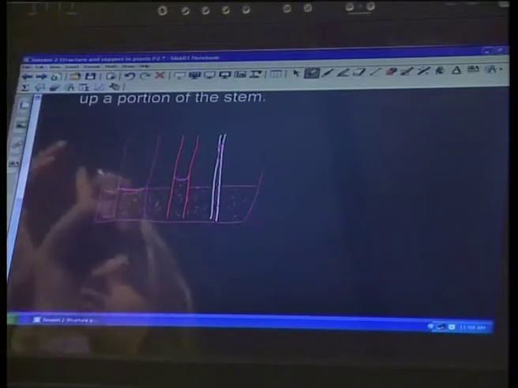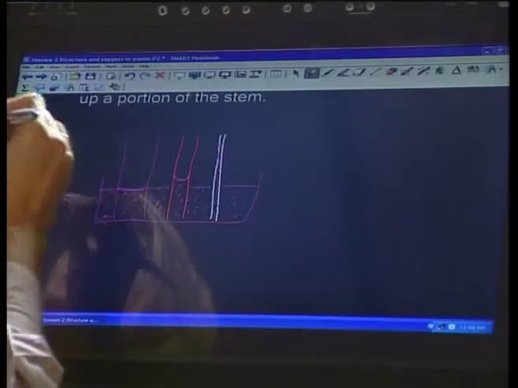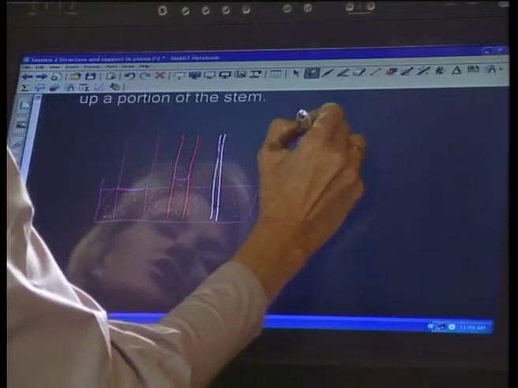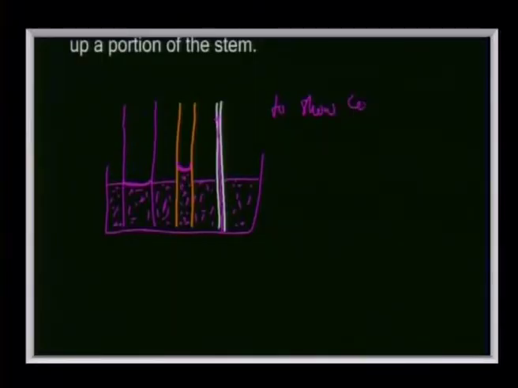So the thinner the tube, the higher the water will climb. And this is an experiment to show capillarity.